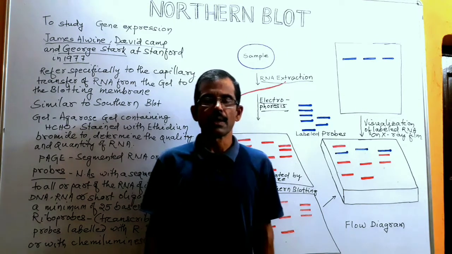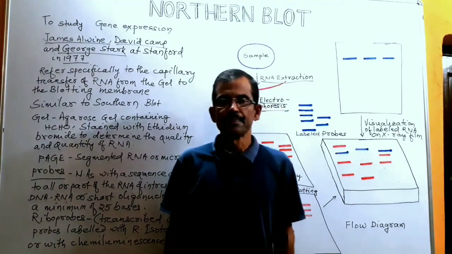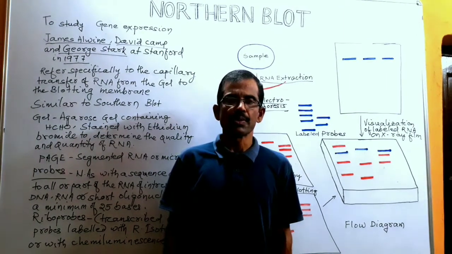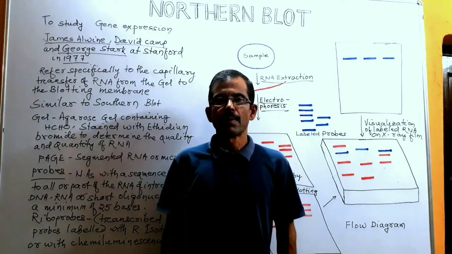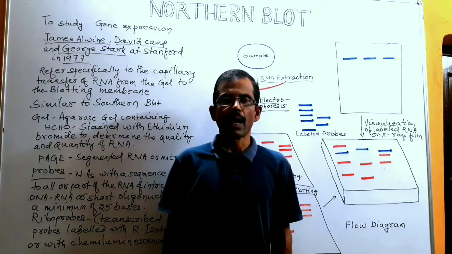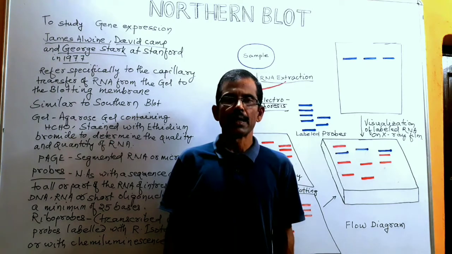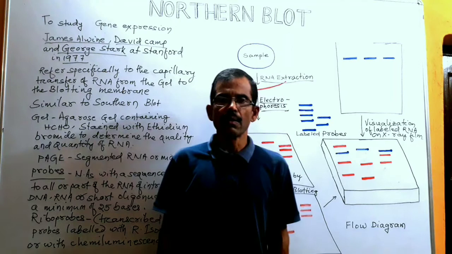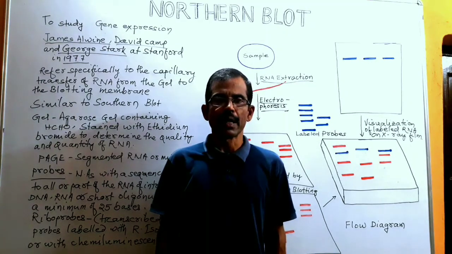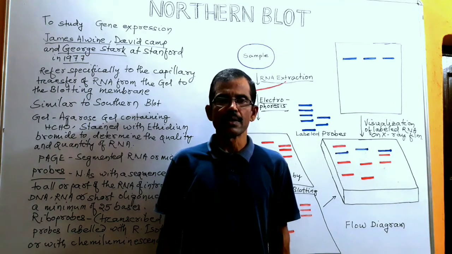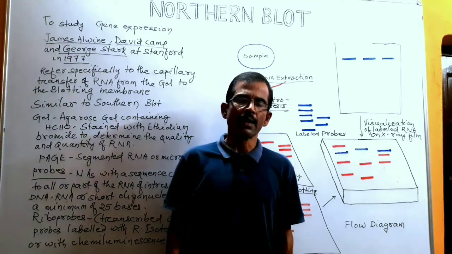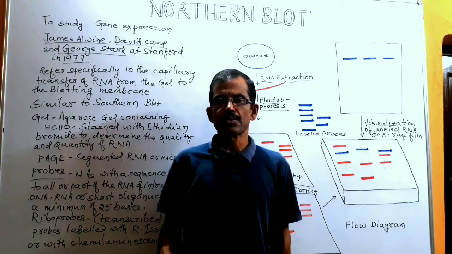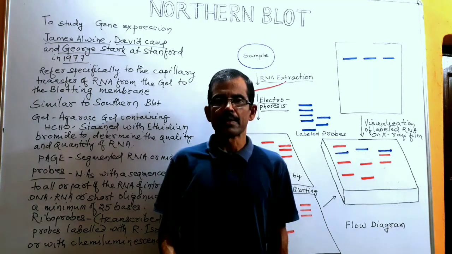Today we shall discuss about northern blot. The northern blot is a technique that is useful to study gene expression by detection of RNA or isolated mRNA in a sample. The process of northern blotting involves the separation of RNA by gel electrophoresis and detection of RNA with a hybridization probe. The northern blot is also known as RNA blot.